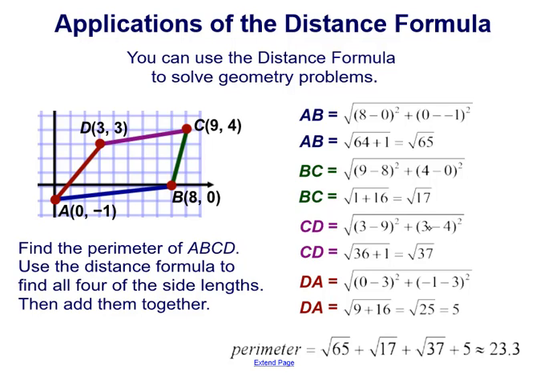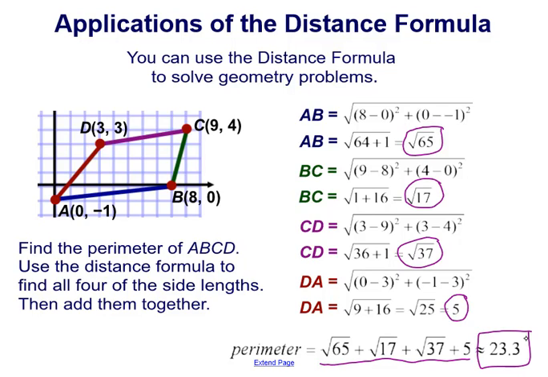So we get that the side length of AB, the measure is the square root of 65. The side length of BC has a measure of the square root of 17. The measure of side length CD is the square root of 37, and then the measure of the side length of segment DA is 5. And if we add all of those side lengths together and round to the nearest tenth, we get approximately 23.3 as the perimeter.